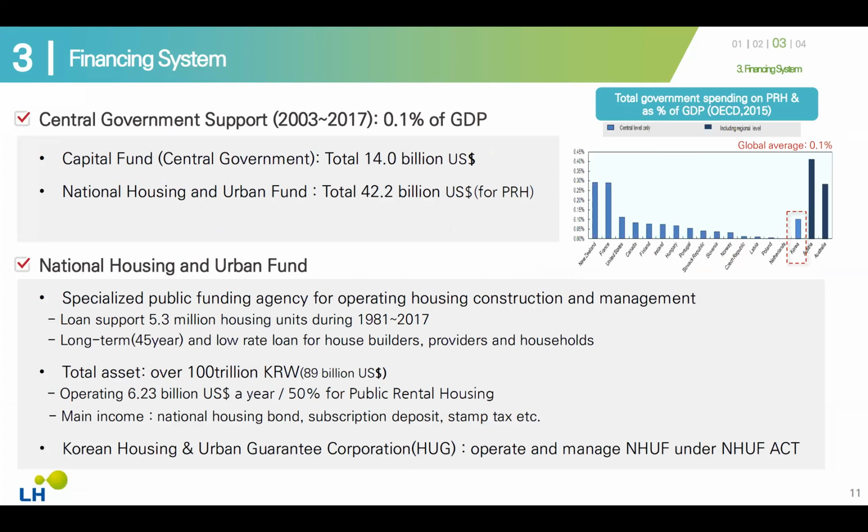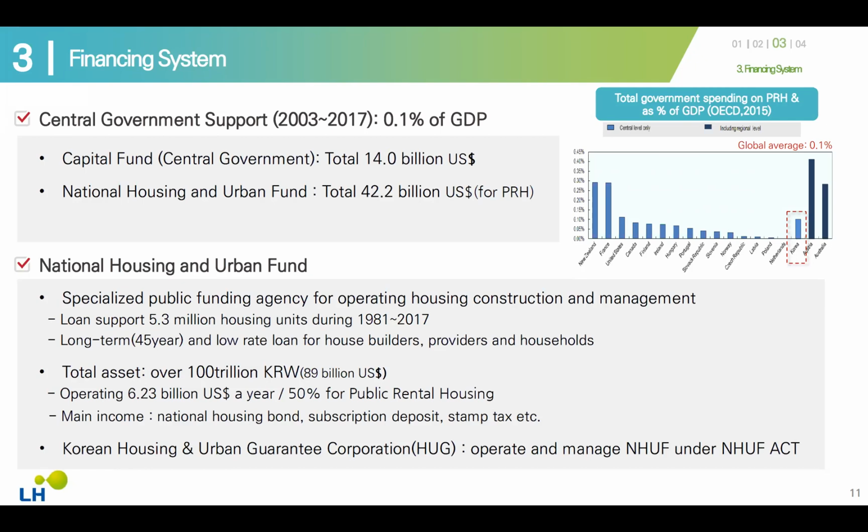I would like to tell you more about the National Housing and Urban Fund. This fund is a specialized public funding agency for operating housing construction and management. So far, over 5.3 million housing units have been supported. This fund provides long-term and low-rate loans for house builders, providers, and households. The total asset of this fund is over 100 trillion Korean won, the same as 89 billion US dollars.